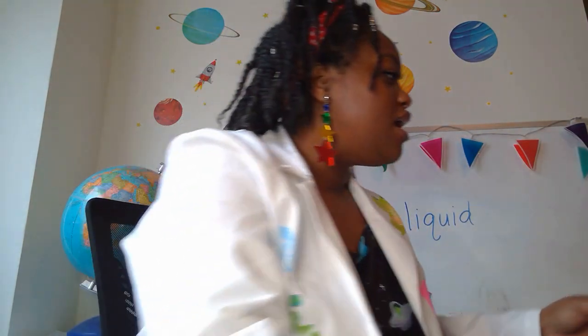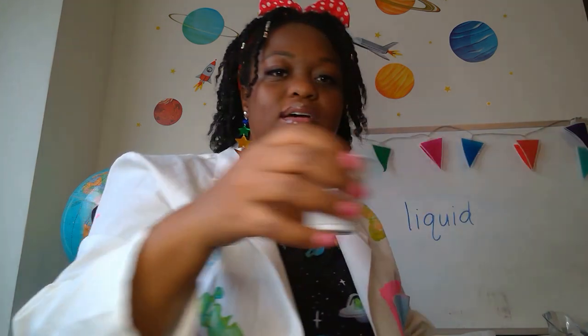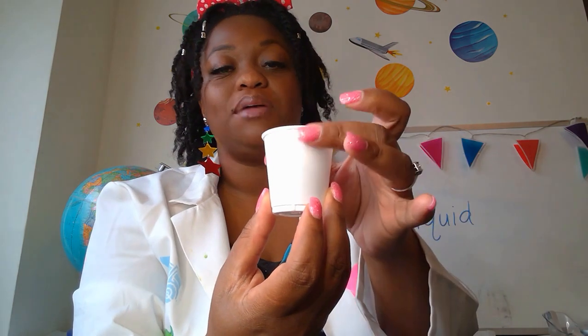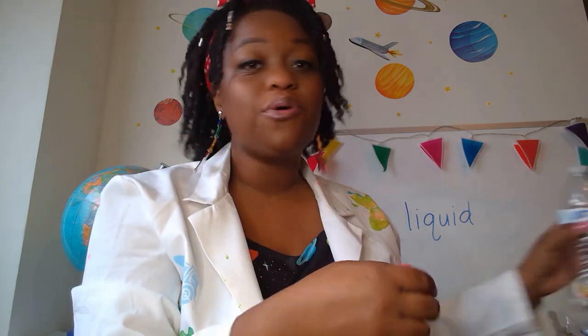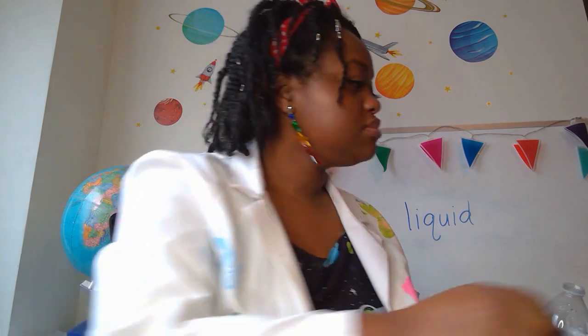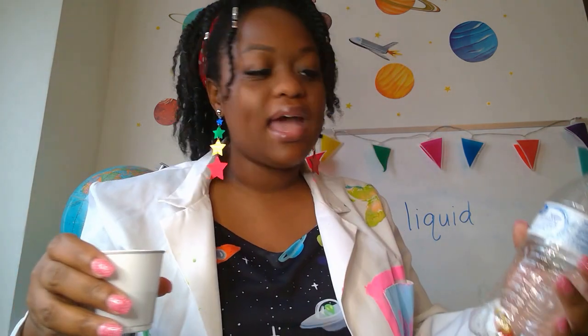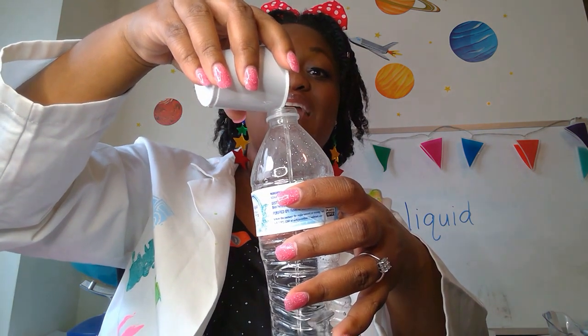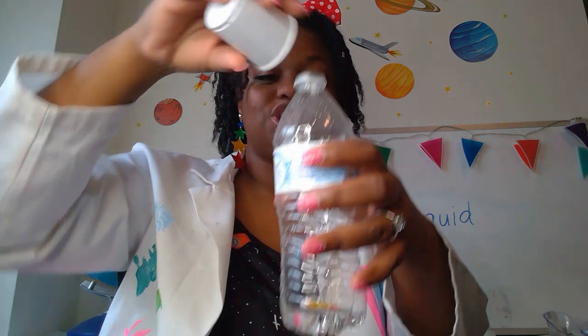All right, so I have this little cup here. It actually has some water in it. You can't really see. You may see it a little bit if I shake it. But this water in here is taking the shape of this cup. Now, if I was to pour it into another container, then it will take the shape of that container. Now, my little sticker is still in here, but it's going to have to get wet. So if I was to pour this water into this bottle, now that water is taking the shape of this container, of this bottle now.